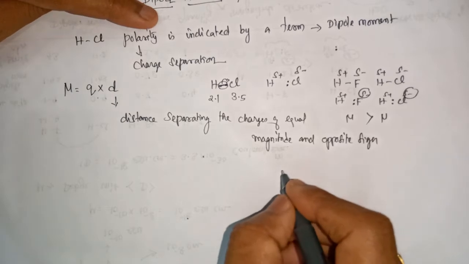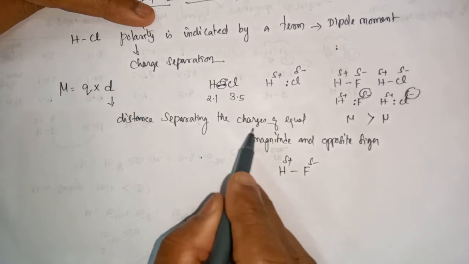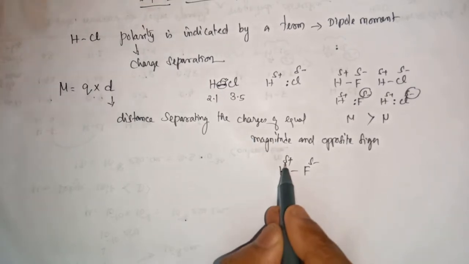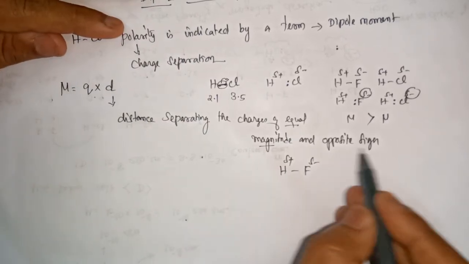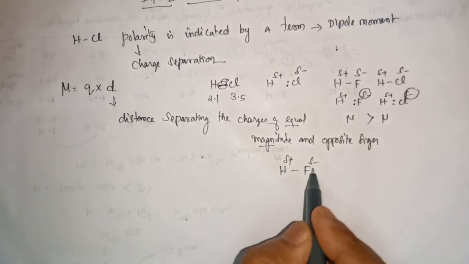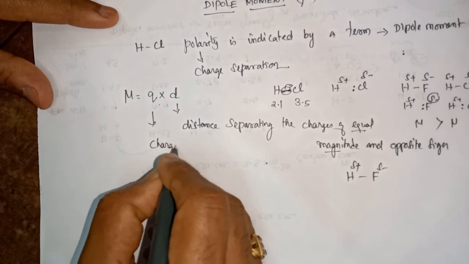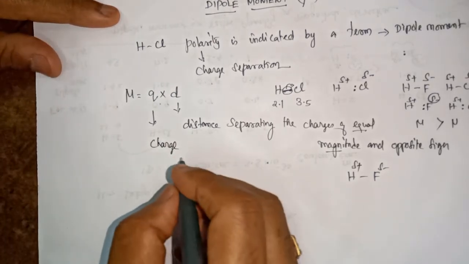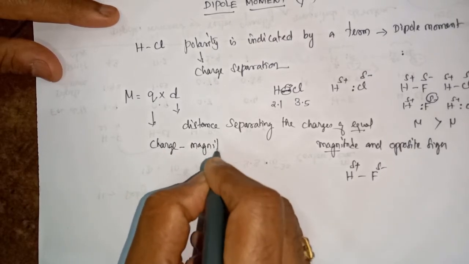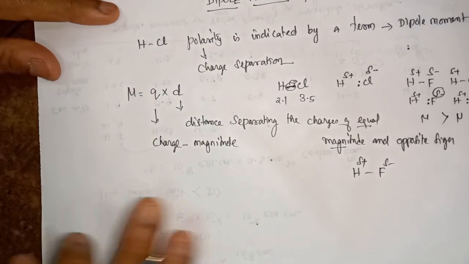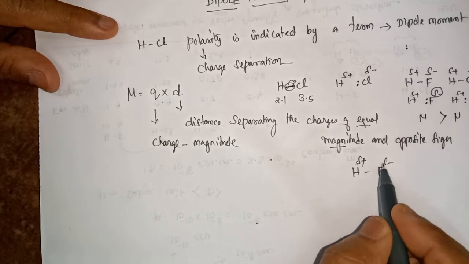Suppose I take HF. Charges of equal magnitude: what is the positive charge value here, and the negative? Both are the same, that is equal magnitude. Opposite sign: one has a positive sign, the other a negative sign, but both values remain the same. What is Q here? That is the magnitude of charge, the value of either this or this. You take either one, no need to take both.